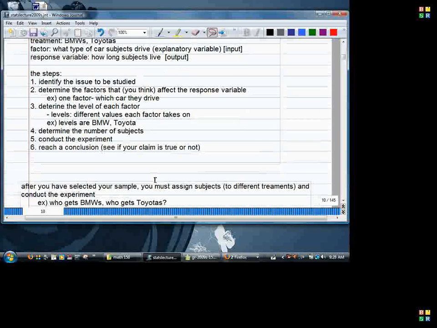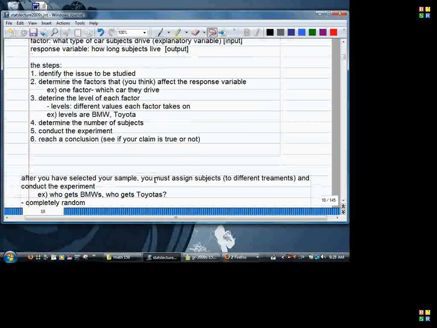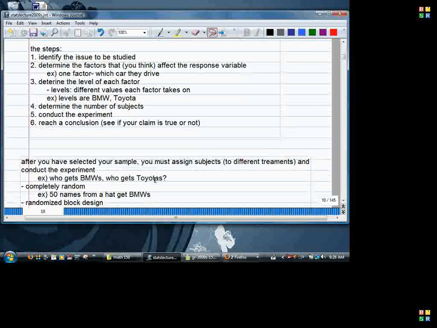I want to get the first one out of the way. So the first way to do this is I have 100 people in my sample and just assign them completely randomly. For example, since there's only 2 choices here, have them flip a coin. Heads BMW, tails Toyota. So that's completely random, completely fair. Or draw 50 names from a hat, whatever.